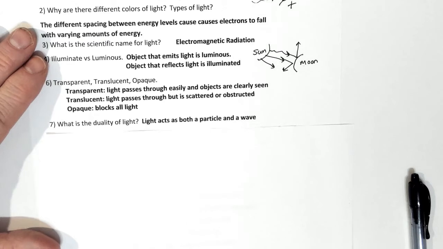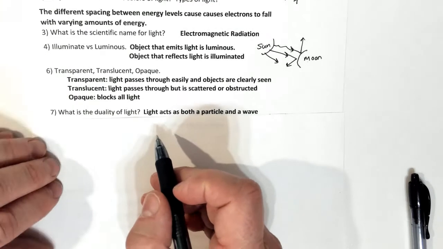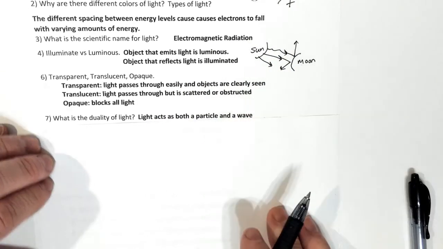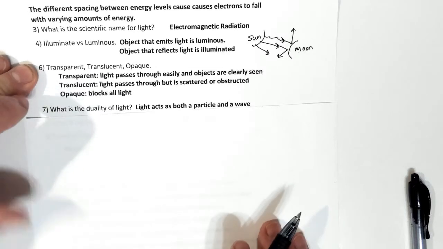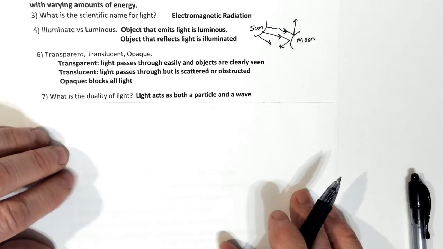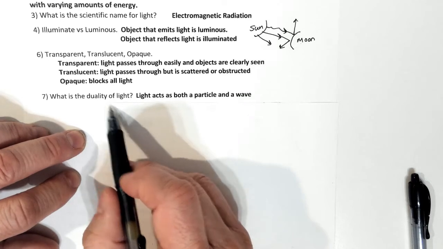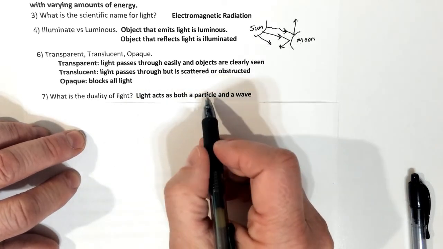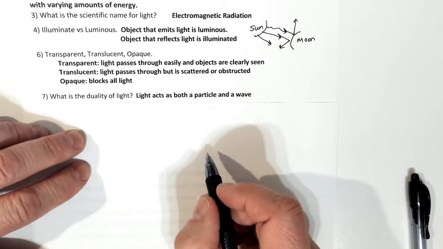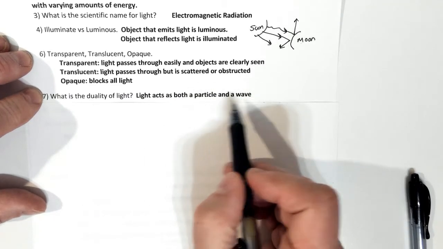Let's move on. Number 7, what is the duality of light? The duality of light is that light actually acts as a wave and it acts as a particle. And that's kind of a unique thing. But tomorrow we're going to give you a video and show you how to explain that. It's very important to understand that light actually has a dual nature. So they call it the duality of light. It can act sometimes like a particle and then sometimes like a wave, or sometimes both, depending on the situation. Okay? So that's the duality of light. Particle and wave nature or behavior.